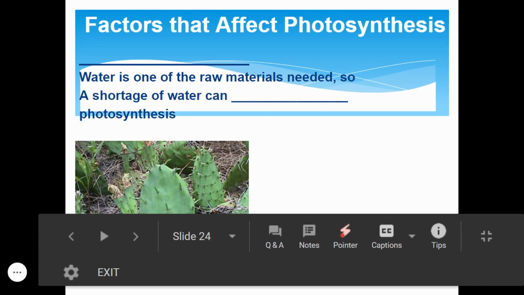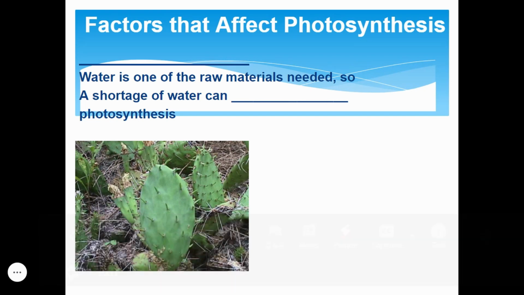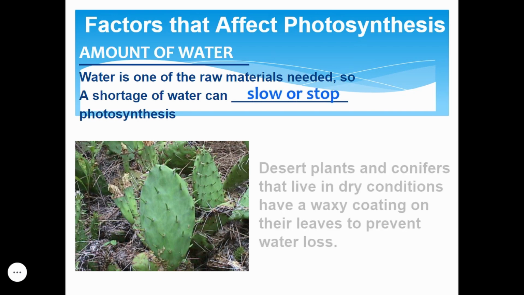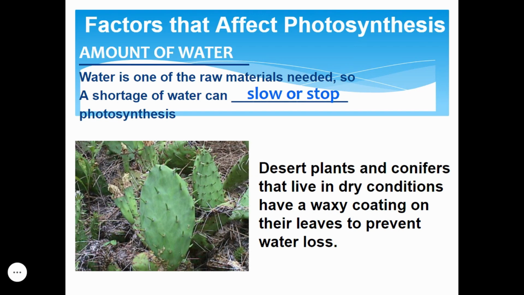Sometimes photosynthesis does not occur. Let's talk about some of the factors that can affect photosynthesis. The first factor that can affect photosynthesis is the amount of water. Water is one of the raw materials that you need, so any shortage of water can slow or stop photosynthesis. Plants that live in the desert or conifers that live in dry conditions have a waxy coating on their leaves to help prevent water loss.